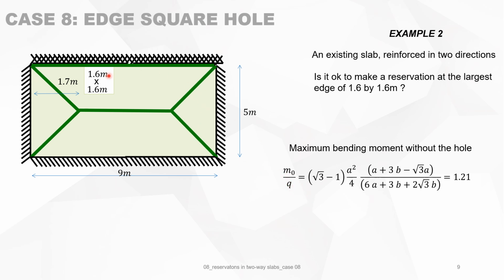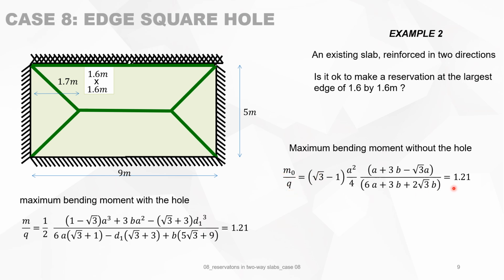And this is the bending moment without the reservation in it. And you see, of course, that this is only a function of the geometrical parameters. So that's handy, because now we can calculate M0 divided by Q, and it's 1.21. We can now calculate the maximum bending moment with the hole in it. Again, we divide the bending moment by the total load. This factor only depends on the geometrical characterizations, and we have 1.21.